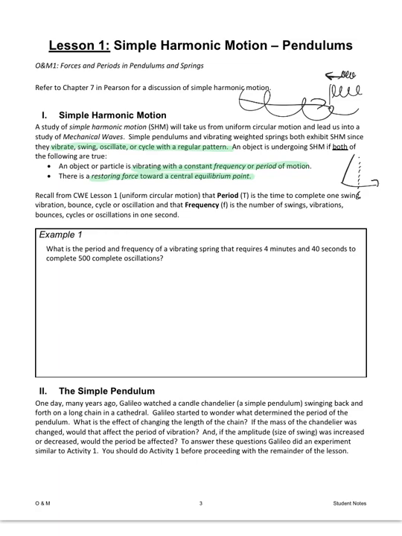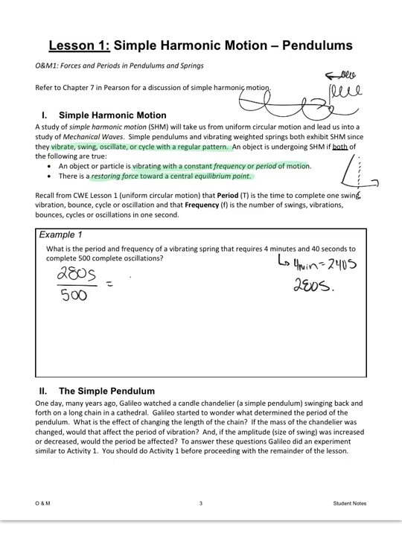All right, so period is the time to complete one swing, vibration, bounce, cycle, or oscillation, and frequency is the number of swings, vibrations, bounces, etc., in 1 second. So what is the period and frequency of a vibrating spring that requires 4 minutes and 40 seconds to complete 500 oscillations? First off, let's change our minutes to seconds. 4 minutes equals 240 seconds. Therefore, overall, we have 280 seconds. So it takes 280 seconds to complete 500 oscillations.